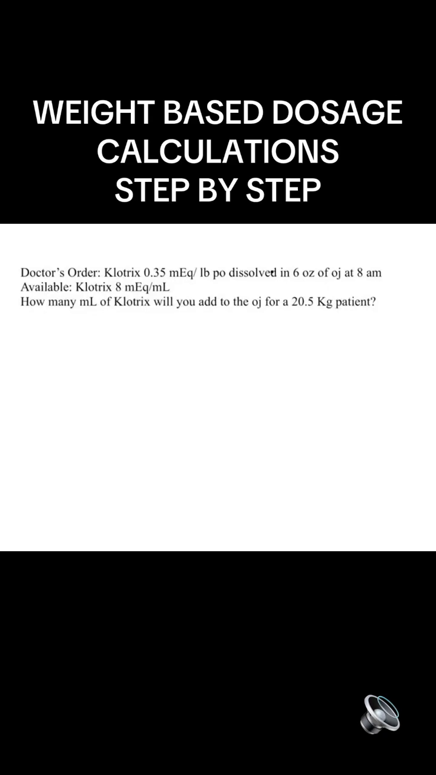The question says that the doctor orders Caltrex 0.35 milliequivalents per pound, PO, dissolved in 6 ounces of orange juice at 8 a.m. What you have available is Caltrex 8 milliequivalents per ml. How many mLs of Caltrex will you add to the orange juice for a patient that weighs 20.5 kgs?